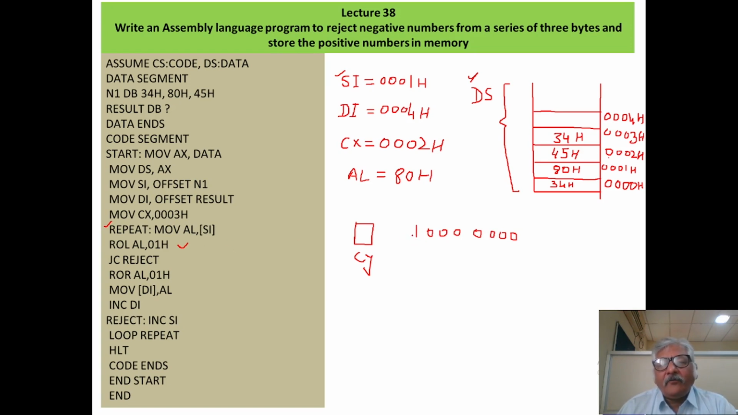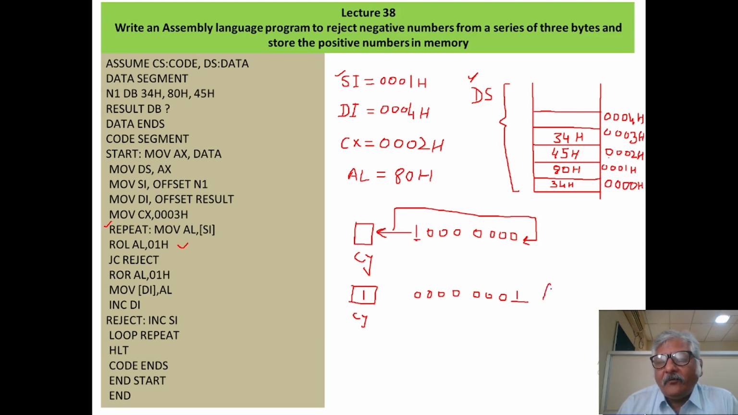So what will ROL do? It will rotate the number to the left side by 1 bit. So after the rotation the value of the carry flag is 1 and the numbers are shifted. This is the vacant position now. At the vacant position this one will come. This is the value of AL currently, and the carry flag is 1 after the execution of ROL AL, 01.